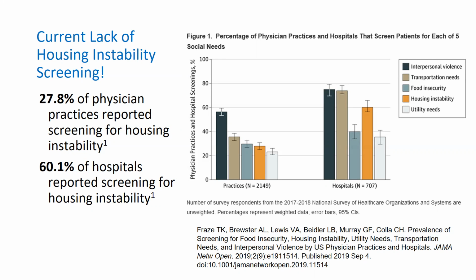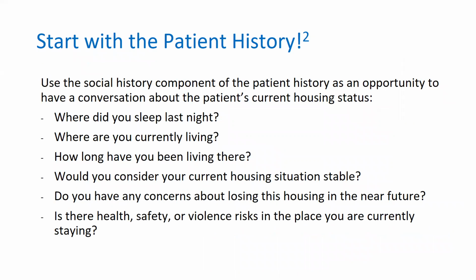Hospitals, only 60.1% of hospitals within the study reported screening for housing instability. So that is a great amount of physicians and physician practices and hospitals that are not even taking the steps needed to identify homelessness within their patient populations. And without screening for homelessness and identifying it, they are unable to address it because they don't know it's there to begin with. So how do you screen for a patient's homelessness?